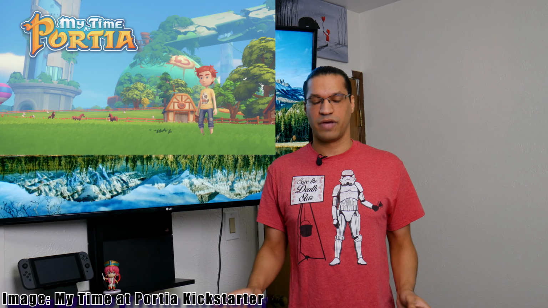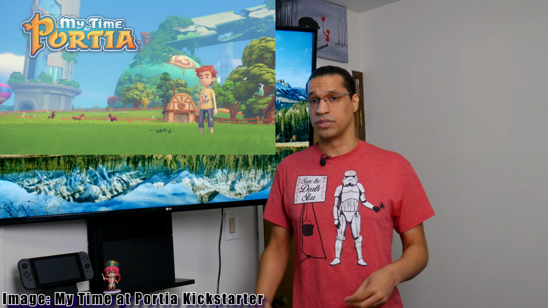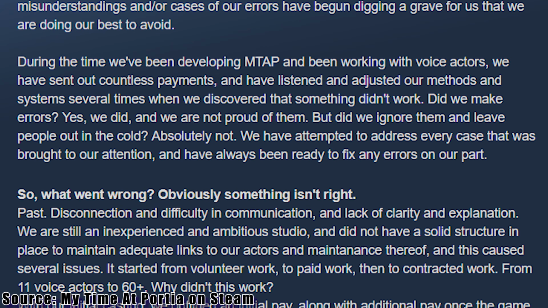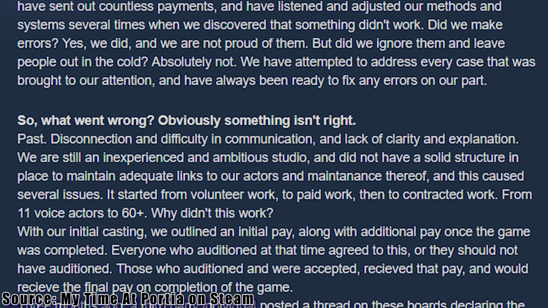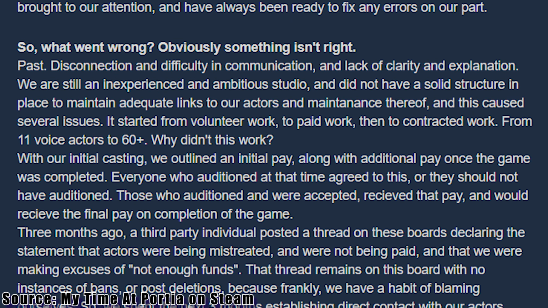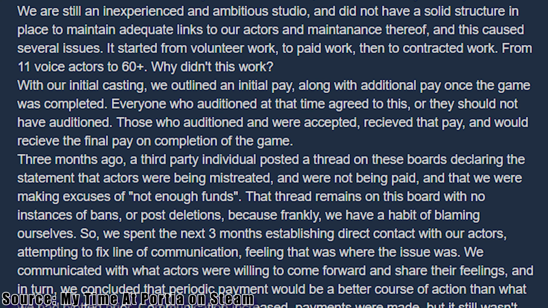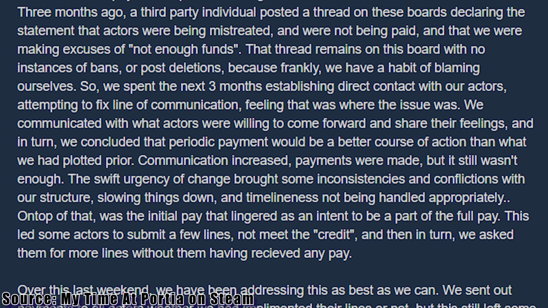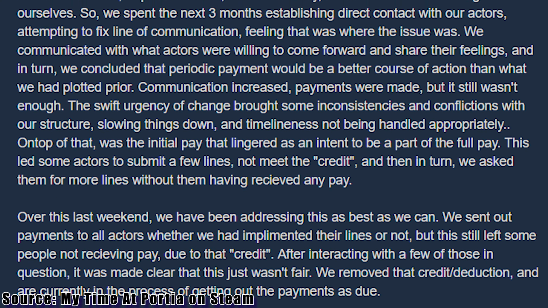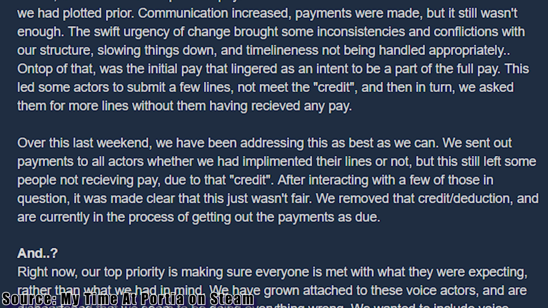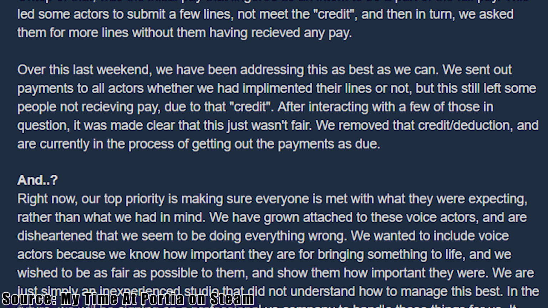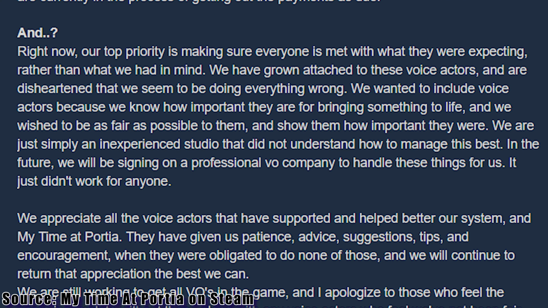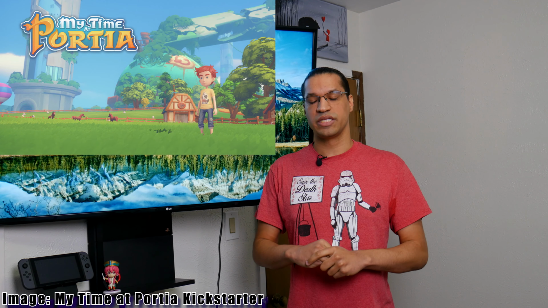Last week, the developers behind My Time at Portia put up another post explaining that this was a learning process, that they were not prepared for this undertaking, which on the one hand is fine, but on the other hand, they'd been working on it for a year and a half. With these issues being brought up in October, that was 3 months ago. It shouldn't take 3 months to do what you said you were going to do in October in regards to paying people for their work. So it's an interesting situation.